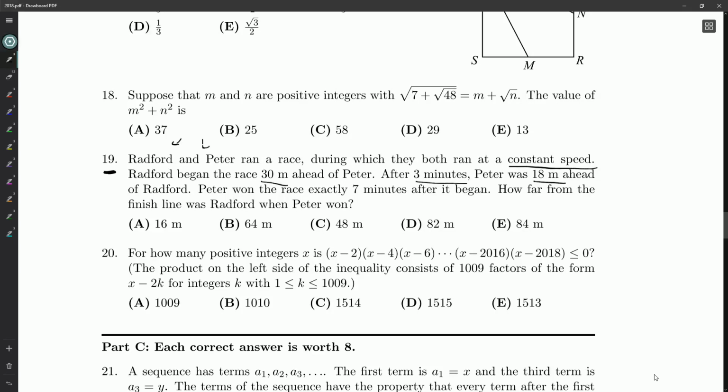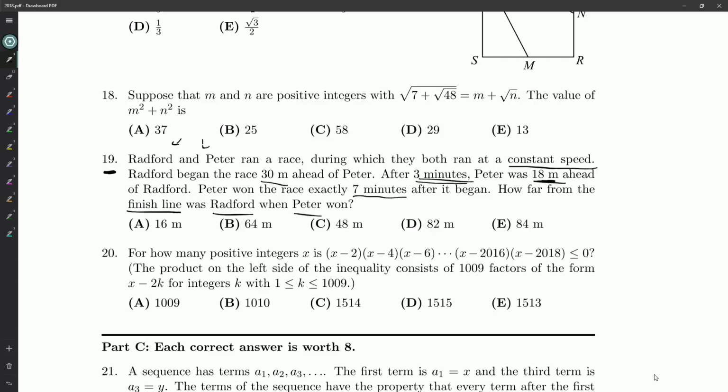Okay, Peter won the race exactly 7 minutes after it began. So after 3 minutes, he'd passed Rad and gone even further, and then 4 minutes after that, Peter won. How far from the finish line was Radford after Peter won? Or when Peter won? Okay.